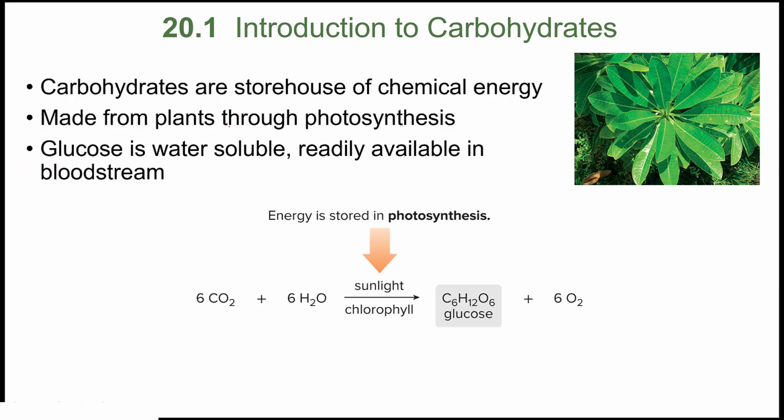Carbohydrates are our storehouse of chemical energy. We can make carbohydrates from plants through photosynthesis. Glucose is a water-soluble compound and readily available in the bloodstream as a source of sugar. So energy can be stored in photosynthesis. Glucose is created from photosynthesis. We have 6 carbon dioxide molecules that react with 6 molecules of water. Once it reacts with sunlight and chlorophyll, that creates glucose and oxygen. And then energy from glucose is released in metabolism.